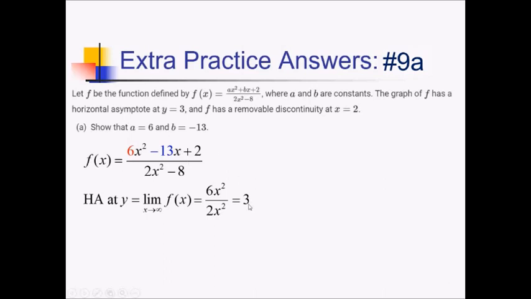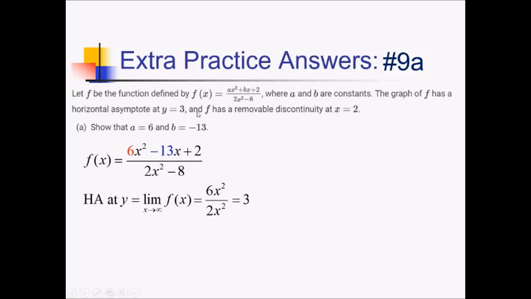Okay, so let's move on now to the next piece of this, because we still haven't shown that we have a removable discontinuity at x equals 2. To demonstrate that, we basically need to show that when I plug in 2 for x using this a and b value, I get 0 in both the numerator and the denominator. If I've got that indeterminate form, that proves that I have a removable discontinuity. Okay, so let's go ahead and do that.